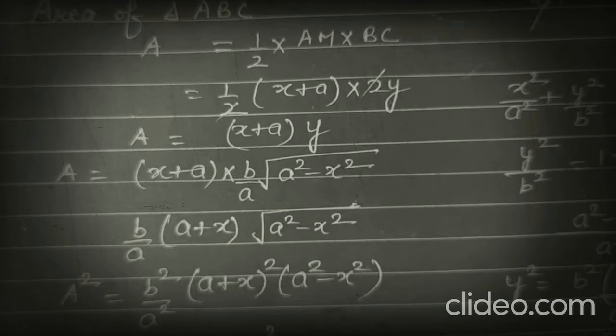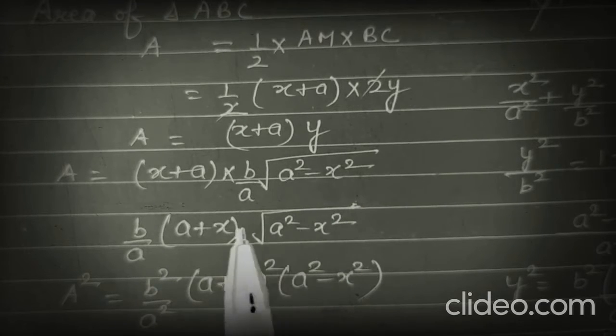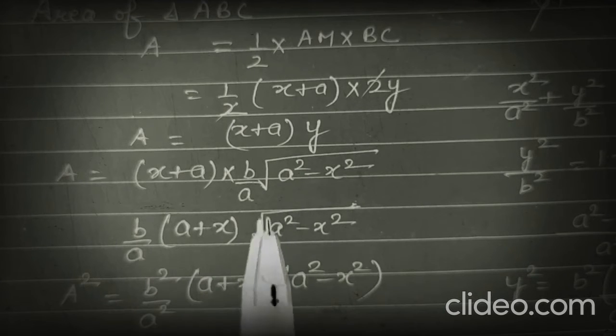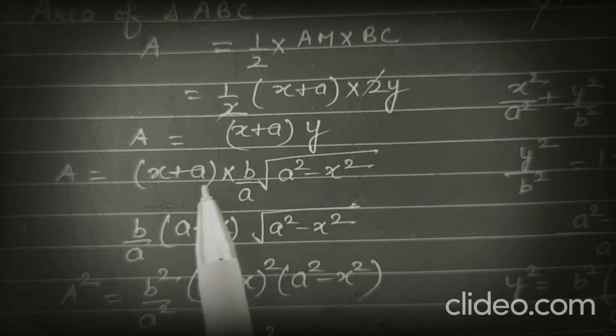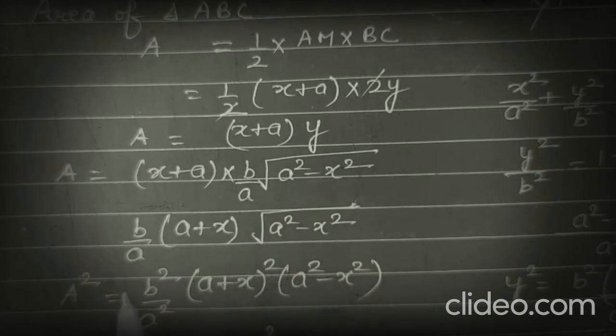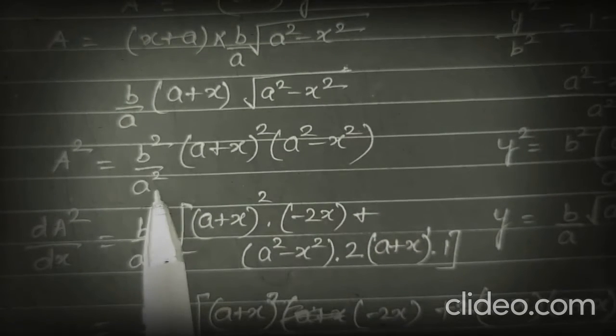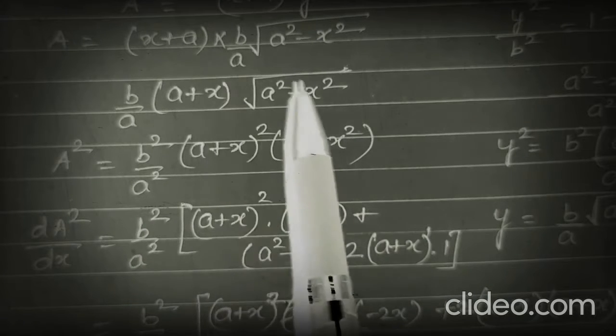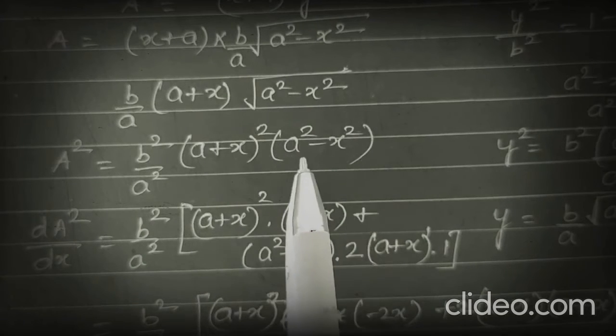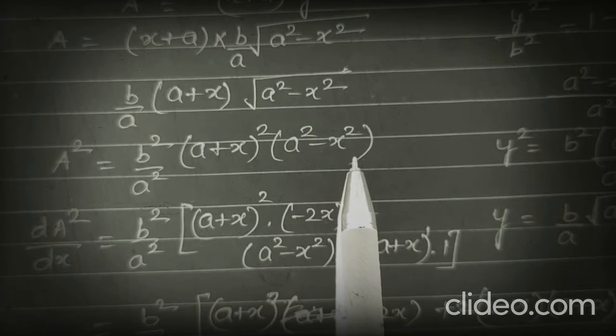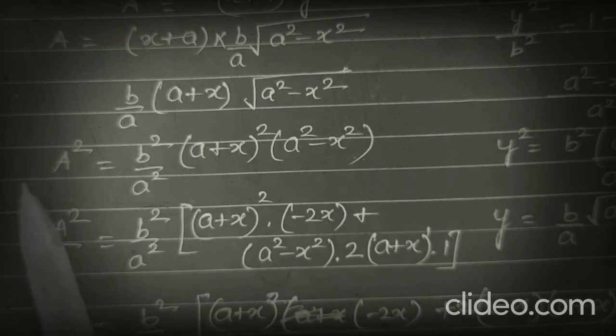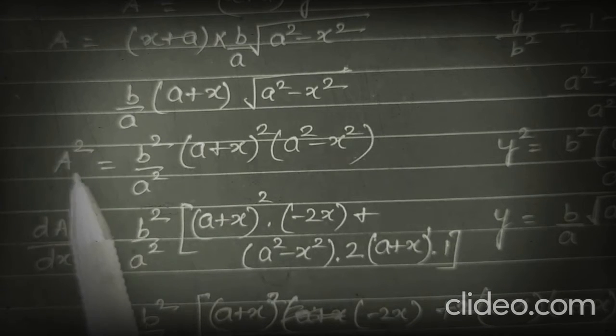Now we can show this is maximum. We can take the derivative with respect to x here and show this is maximum. But here this is in a square root. So firstly do squaring on both sides. So it is b square upon a square, (a plus x) whole square, and the square root will cancel with the square. So it is (a square minus x square). Clear? Now we have this function and we have to show that this function is maximum. So firstly take the derivative with respect to x.